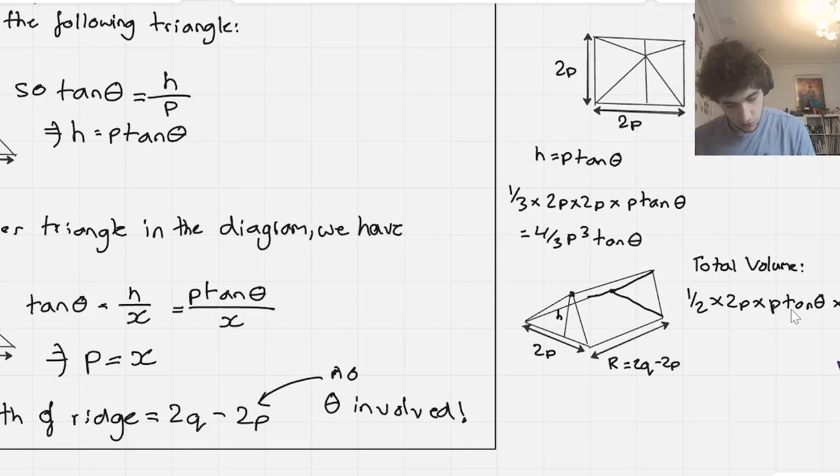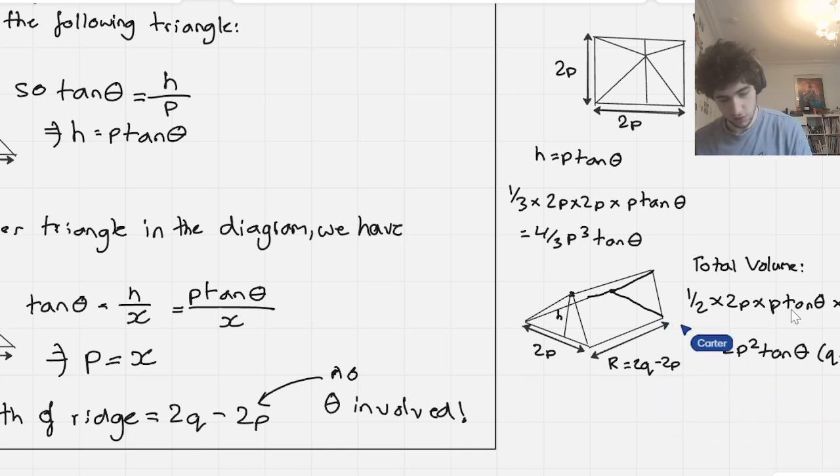So that's going to be equal to... So this half and 2 will cancel out. But we're still going to get 2p squared tan theta, right? Multiplied by q minus p. So I've just taken the 2 out of the 2q minus 2p. So that's the answer for that sort of volume there.